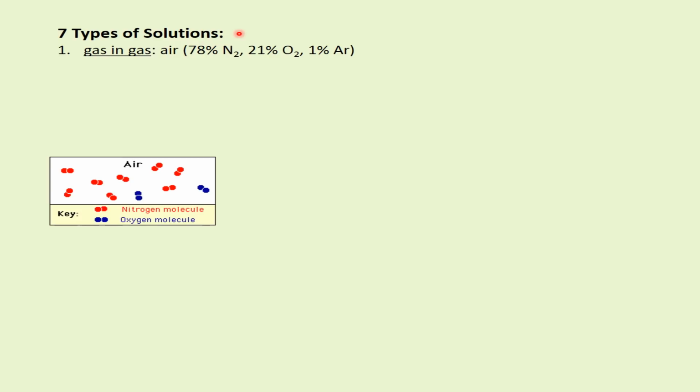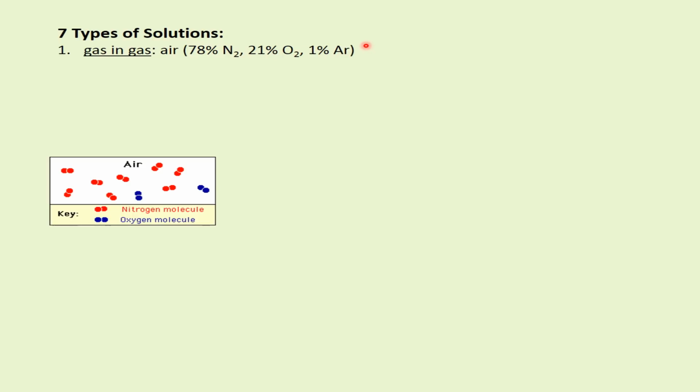The first type of homogeneous mixture we're going to look at is that of a solution, and there are in fact 7 types of solutions. The first type we want to consider is a gas in gas solution, and air is a good example. It's 78% nitrogen, 21% oxygen, and 1% argon.